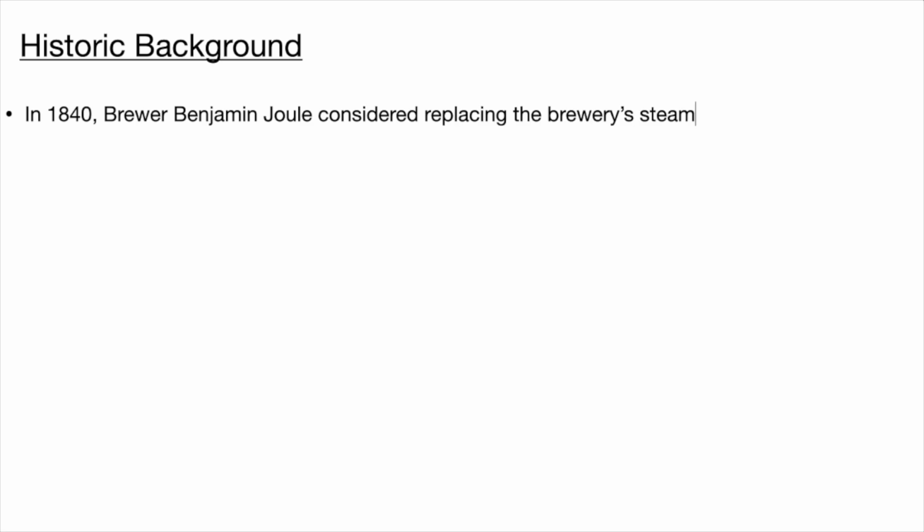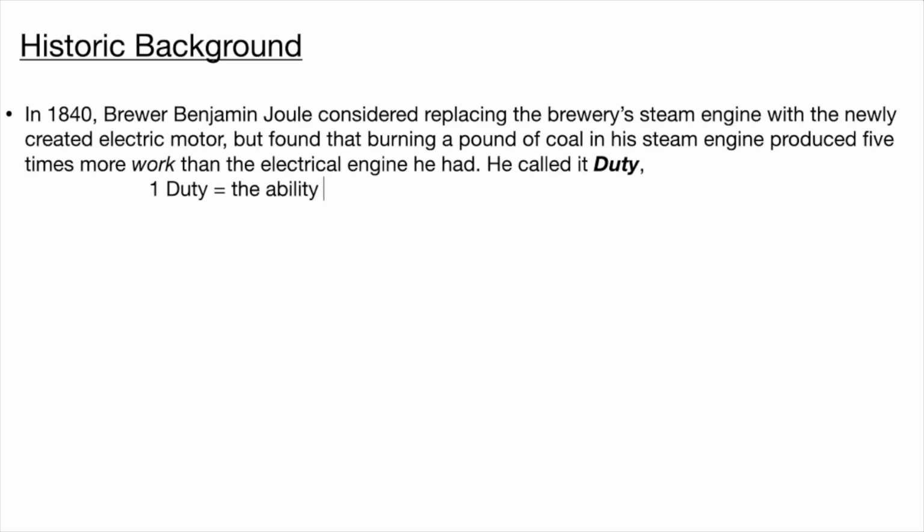In 1840, brewer James Joule considered replacing the brewery's steam engine with a newly created electric motor, but found that burning a pound of coal in his steam engine produced 5 times more work than the electrical engine he had. He called it duty. 1 duty is equal to the ability to raise 1 pound by 1 foot, the foot-pound.